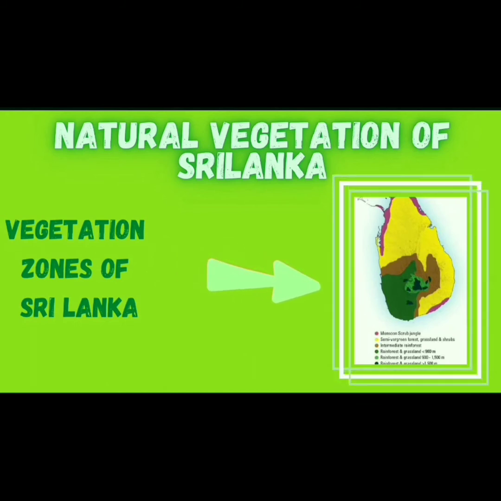Sri Lanka has 7 main natural vegetation zones. 1. Tropical wet forests. 2. Dry mixed evergreen forests. 3. Intermediate evergreen forests. 4. Hill country wet zone forests. 5. Hill country dry zone forests. 6. Thorny bushes and scrublands, and finally, 7. mangroves.